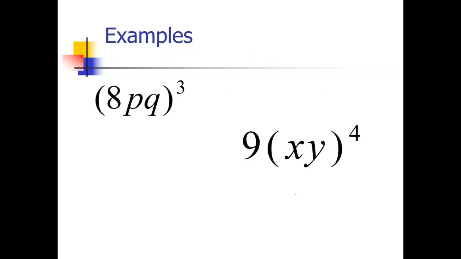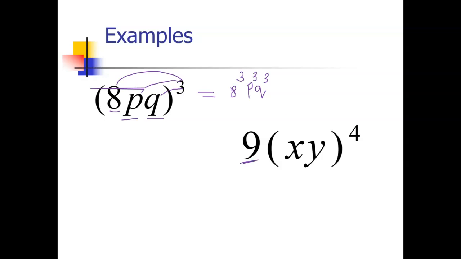Here I have two examples. In the first example, let's identify how many factors I have. I have 8, I have p, and I have q. Basically, I have 3 factors, and therefore I'm going to distribute this 3 times. So in this case, I will write 8 to the power 3. Then I will write p to the power 3. And then I will write q to the power 3. And the rule is used. This is again a power rule when you have more than one factor inside.